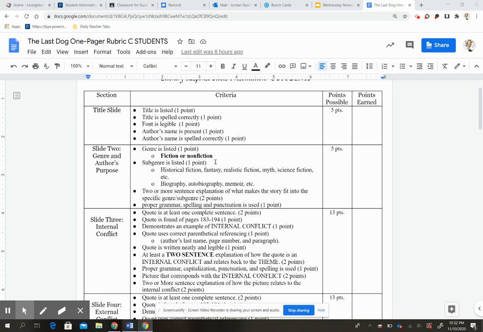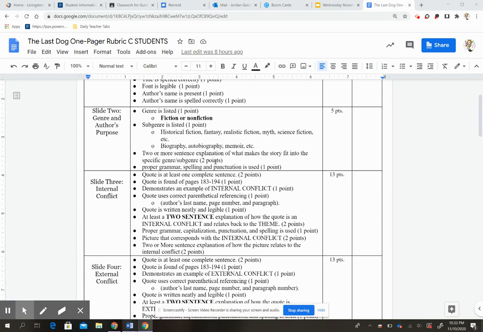That's going to be 1 point. And then you're going to have a 2 or more sentence explanation of what makes the story fit into your specific genre. So what makes this story science fiction? Then you get 1 point for having correct spelling, grammar, and punctuation. Slide number 3 is going to be your internal conflict slide.